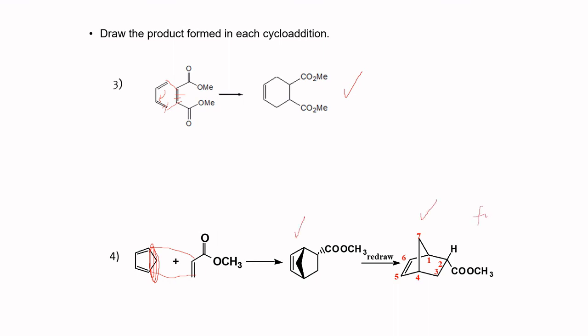In this fused bicyclic system, this is not fused, this is a bridged bicyclic system. In a bridged bicyclic system, if you want to redraw, it is better to number the carbon atoms.